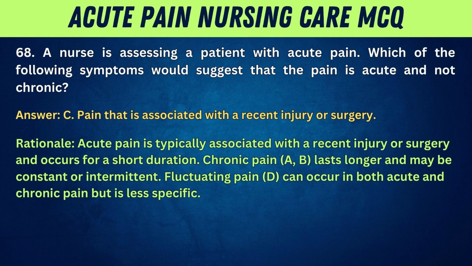Answer: C. Pain that is associated with a recent injury or surgery. Rationale: acute pain is typically associated with a recent injury or surgery and occurs for a short duration. Chronic pain, A, B, lasts longer and may be constant or intermittent. Fluctuating pain, D, can occur in both acute and chronic pain but is less specific.